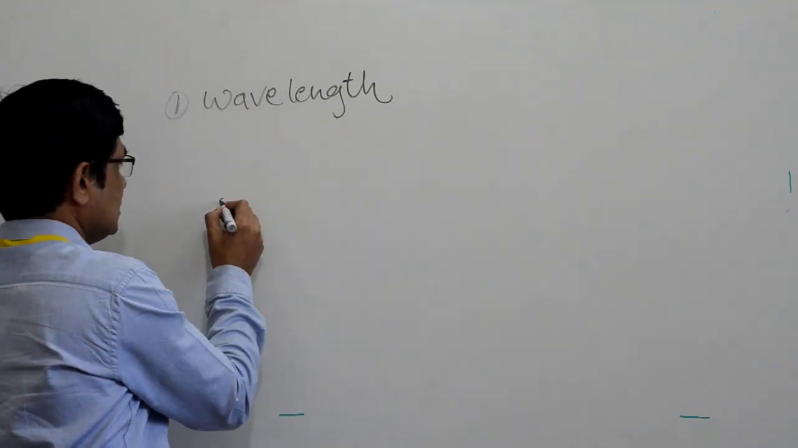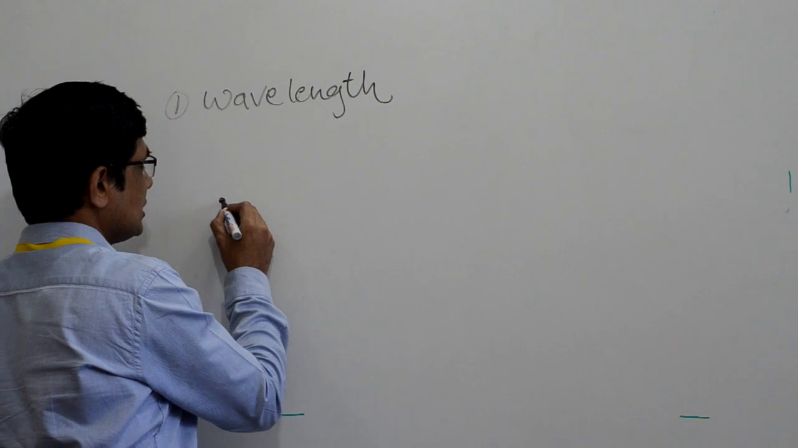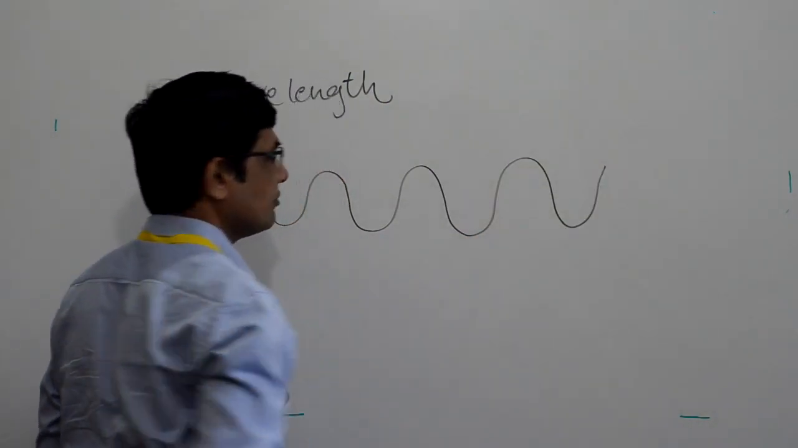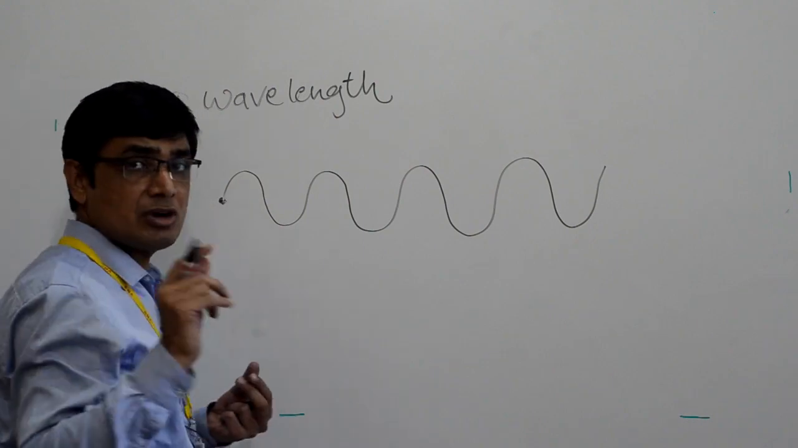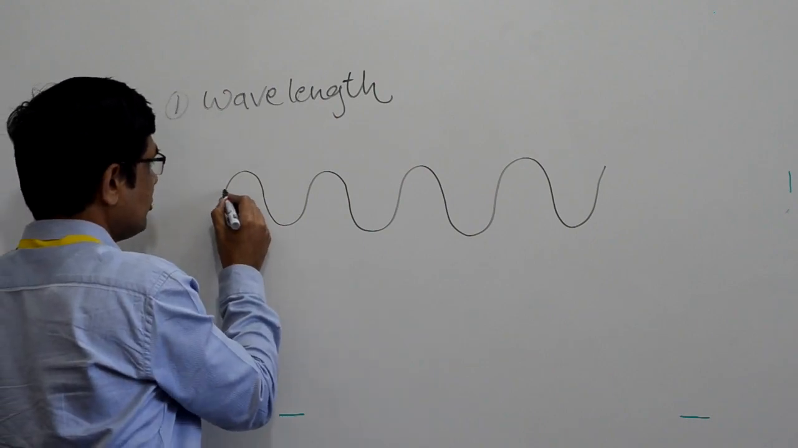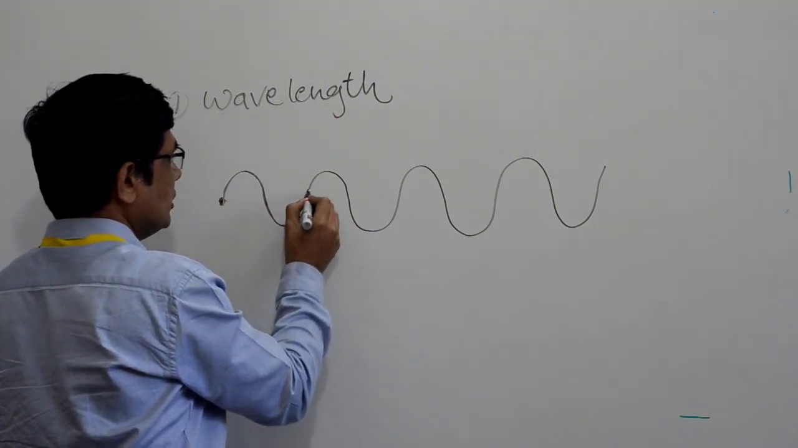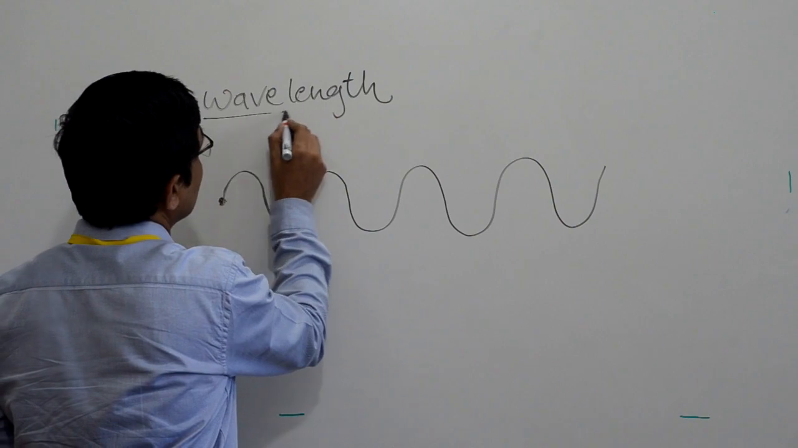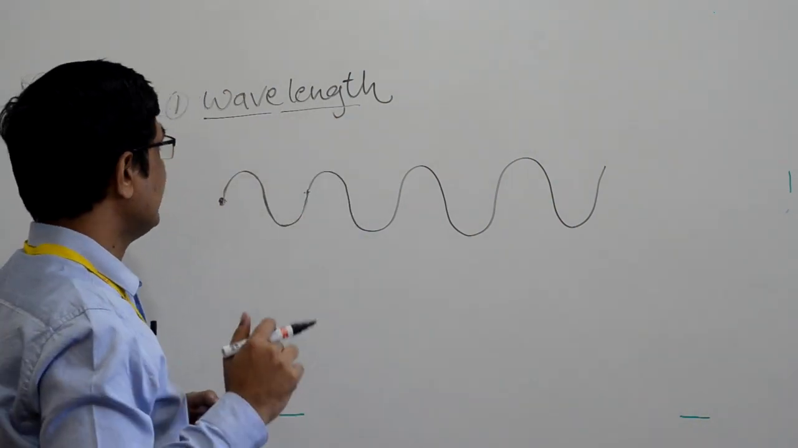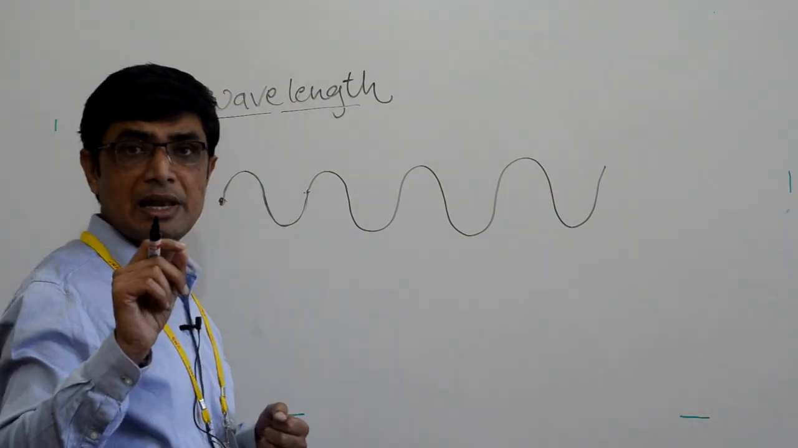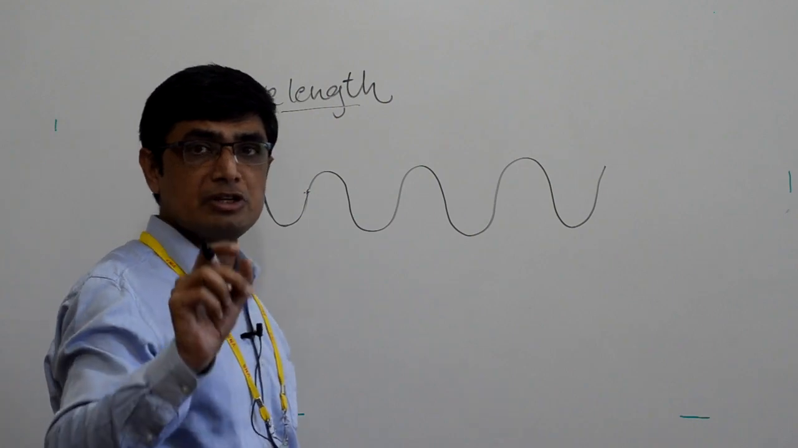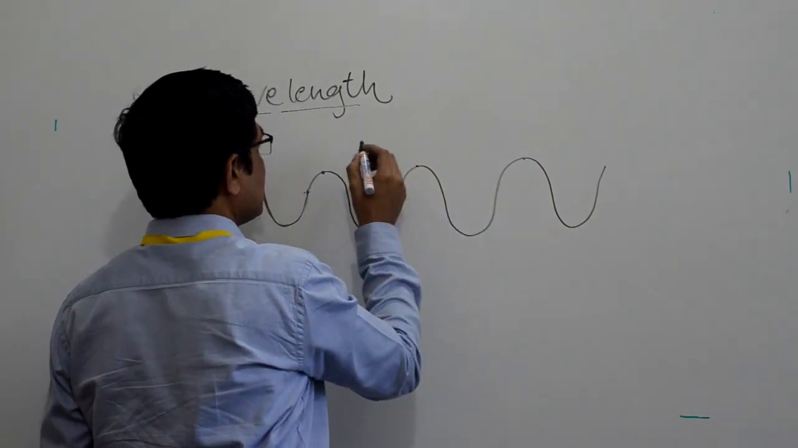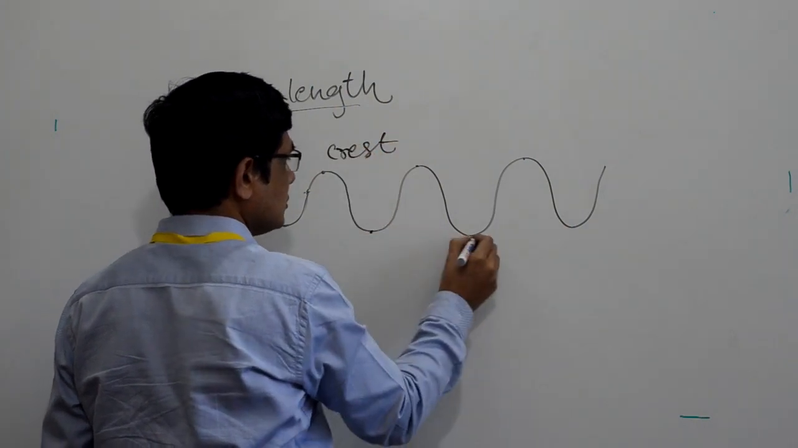If there is a lamp, then light starts from this point and travels like a wave. Suppose this is the starting point; when one cycle is completed, this is known as one wave. And what is wavelength? The length of one wave is known as the wavelength. This is known as the crest, and this is known as the trough.